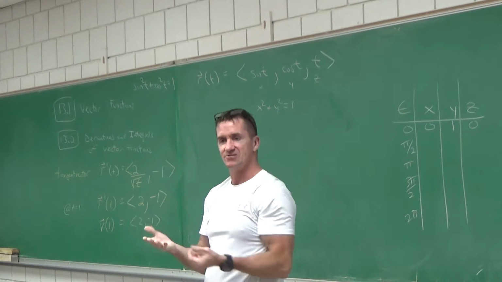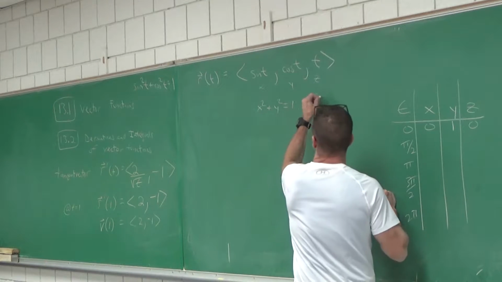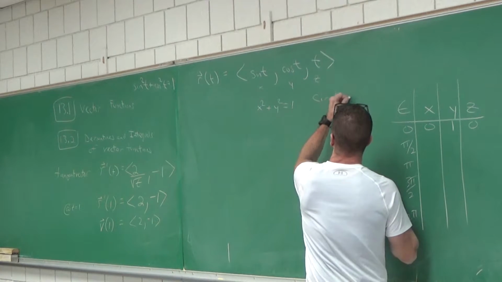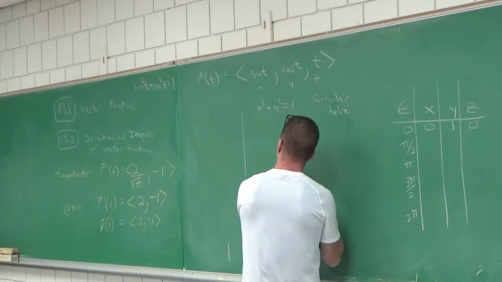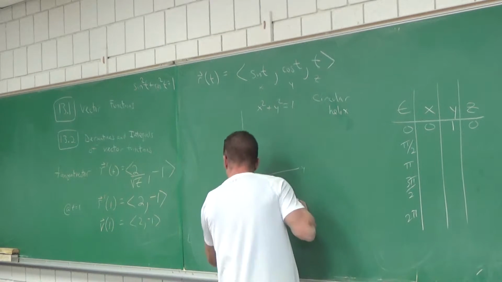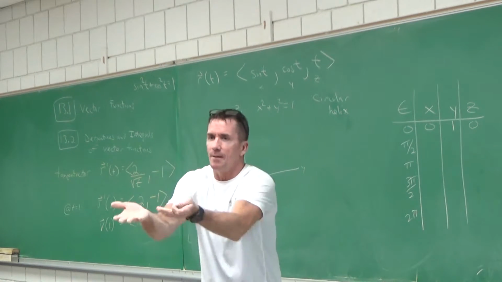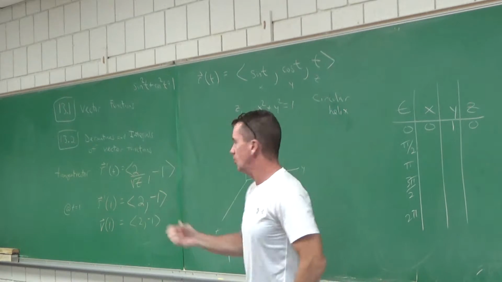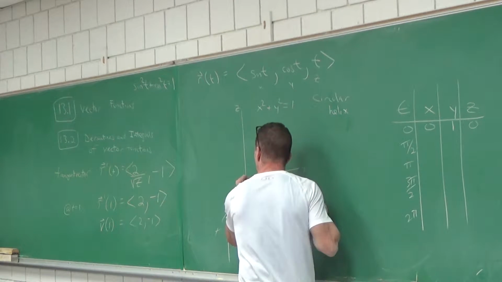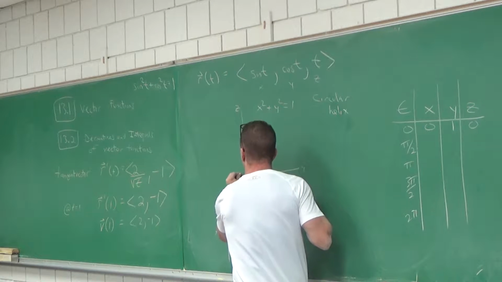It's a curve, and there's a name for it. It's called a helix. This right here is called a circular helix. Let's make a rough sketch. Here's the y-axis, there's the x-axis. You might want to plot at least one point. Let's plot that. Where is 0, 1, 0? Right there. If you wanted another point, you could get one too.